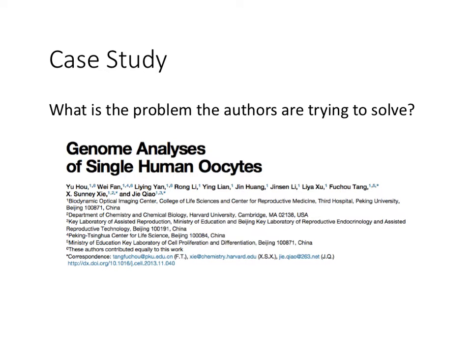What are these scientists trying to do? If you looked at this paper, what's the problem they're trying to solve? There's always a question, a hypothesis. This one's actually a very applied problem that these authors are trying to solve. A study they did with human oocytes. Anybody pick up on what their goal was?